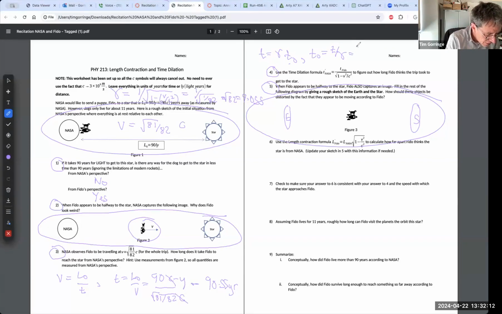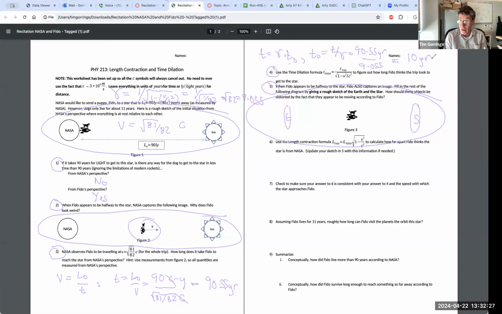The dilated time was 90.55 years. The Lorentz factor was 9.055, and you can see the answer here. It's going to come out to be 10 years. So the rocket ship takes 10 years to get to the star, so the dog can make it before he dies.